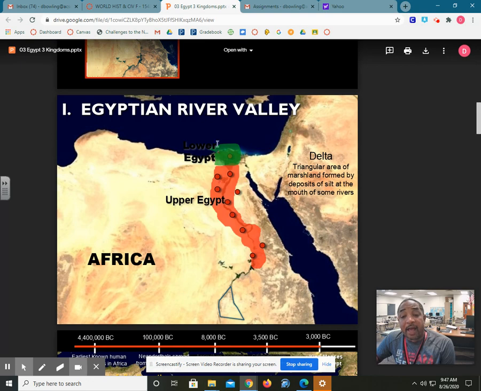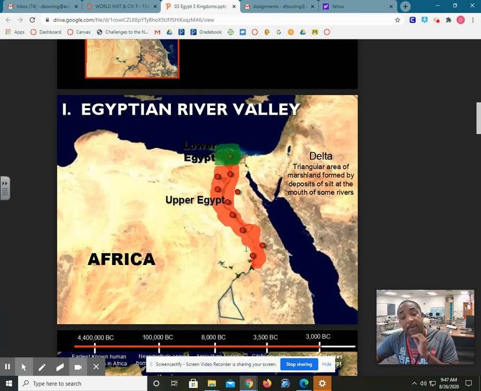The Egyptian River Valley, you have Lower Egypt right here, and you have Upper Egypt right here. And if you notice, it's developed on water, on a river. So most of early civilization was developed on water, and the reason why is because you could transport food. It was a way that you could get from place to place. And actually, you need water to live also. Then you have the delta right there that had many deposits of silt at the mouth of some of the rivers.